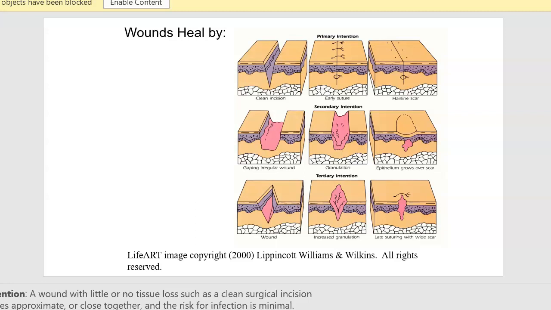Then we have tertiary intention, where sometimes the surgical wound might be initially closed in the deep tissue layers. However, the subcutaneous fat and skin layers are left open. This is called tertiary intention or delayed primary closure. The wound then heals with that layer of granulation tissue at the edges and the base, and after the initial wound healing, the edges will eventually come together, sometimes again with sutures or adhesive closures like glue.